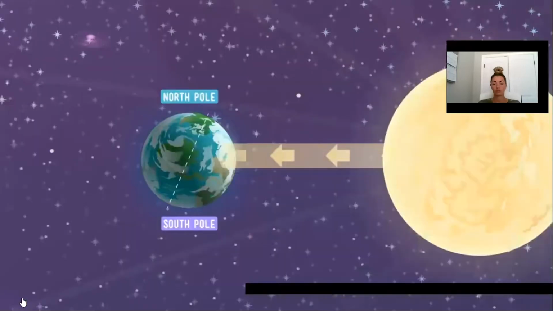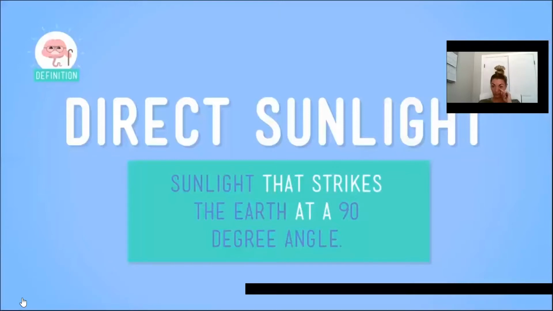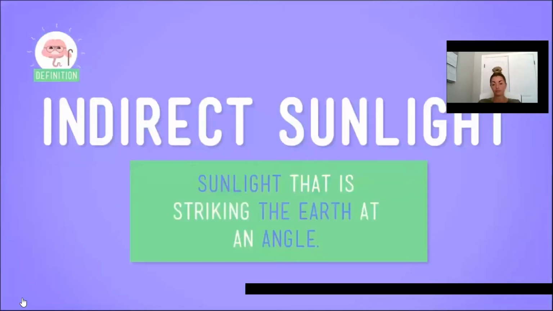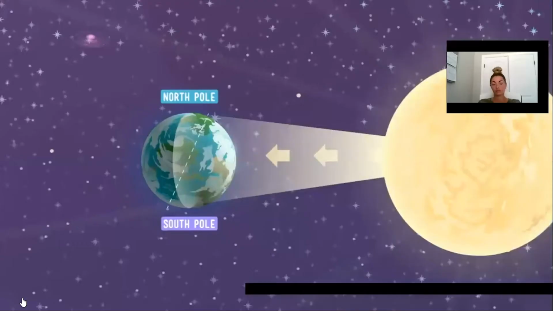You know the Earth is a sphere, so the sun's rays hit the middle of the Earth straight on. This part of the Earth receives direct sunlight. Meanwhile, Earth's poles receive indirect sunlight, or sunlight coming in at an angle. Here, the light is spread out over a larger area and is less intense. This means the Earth's equator is much warmer than the poles. I mean, you wouldn't pack a swimsuit for a trip to the Arctic.